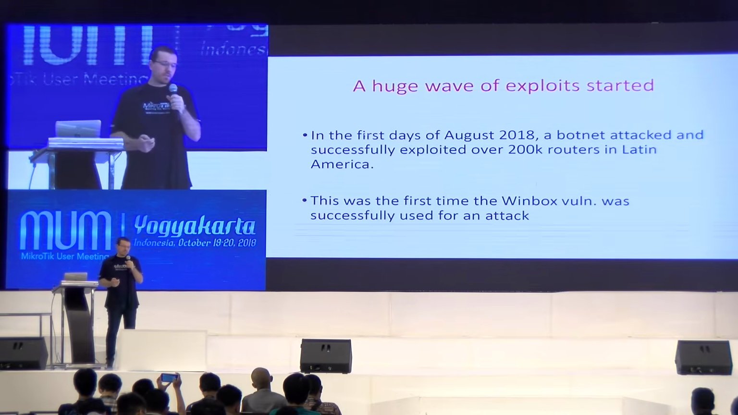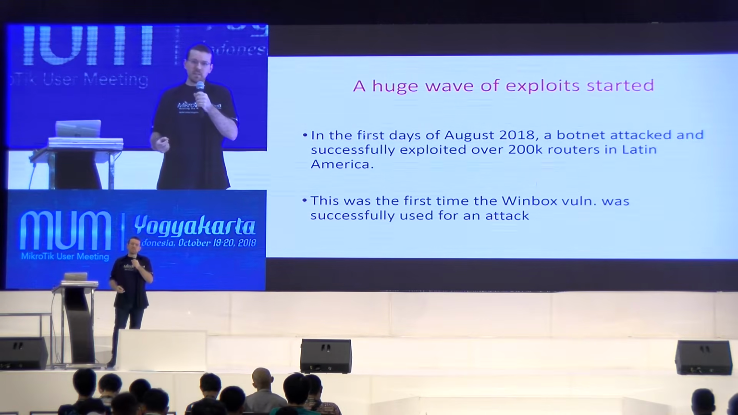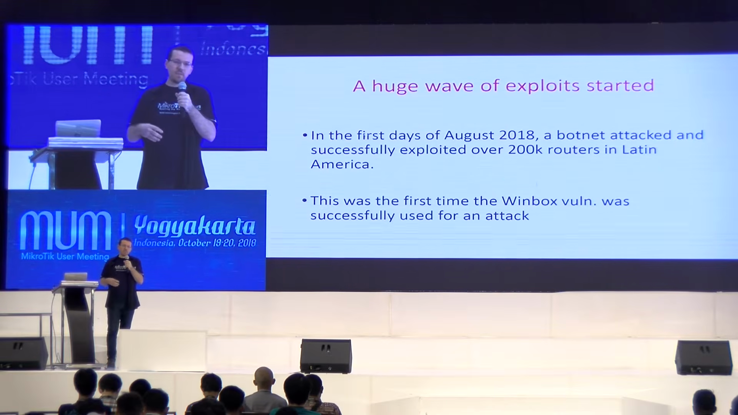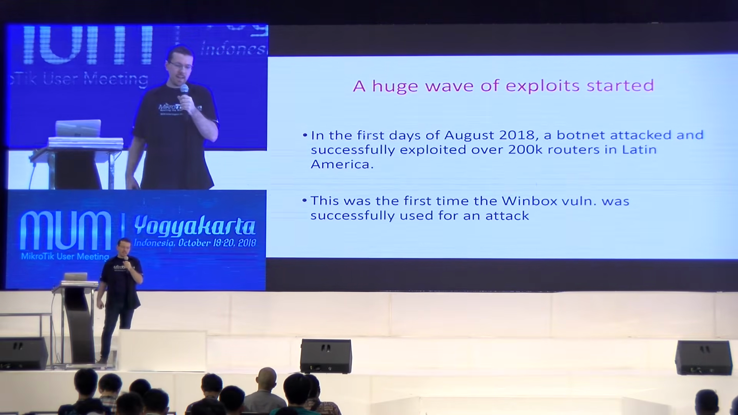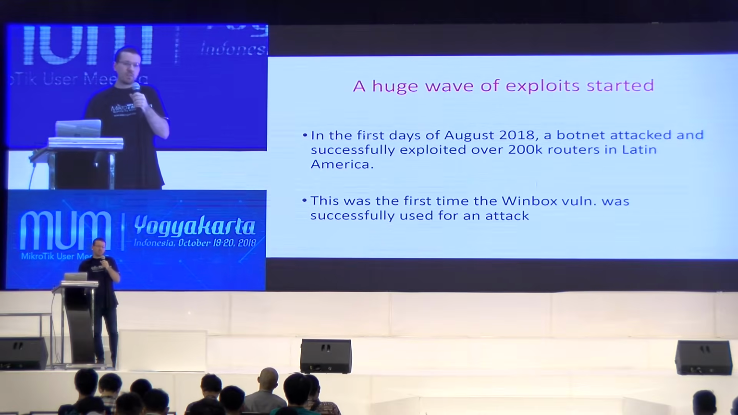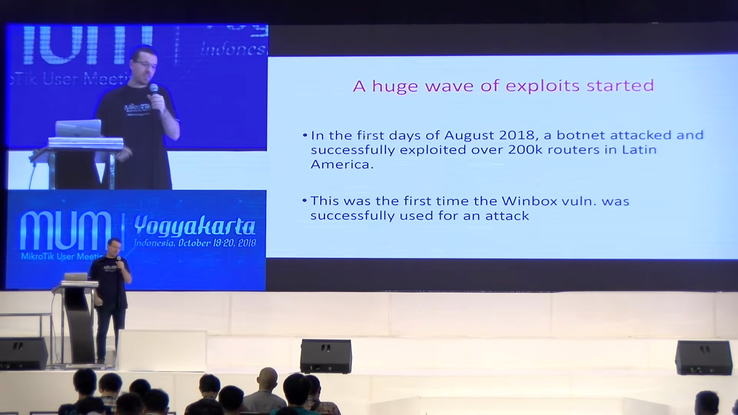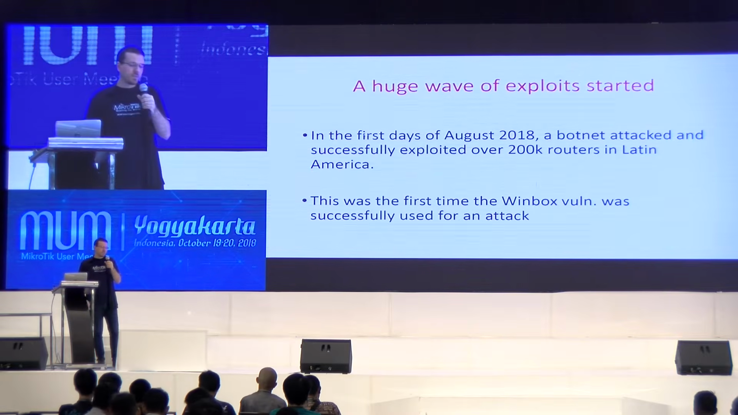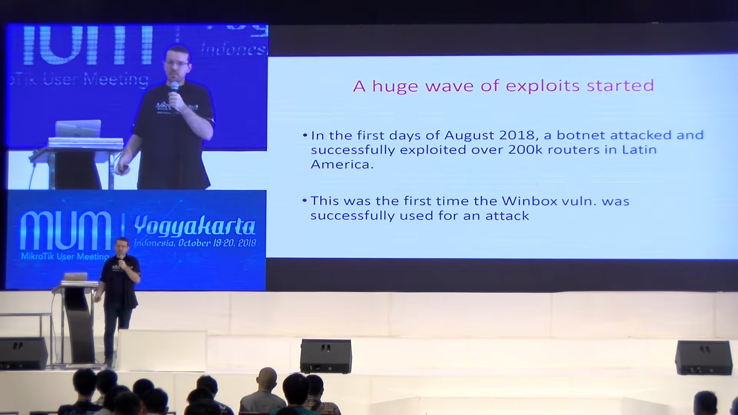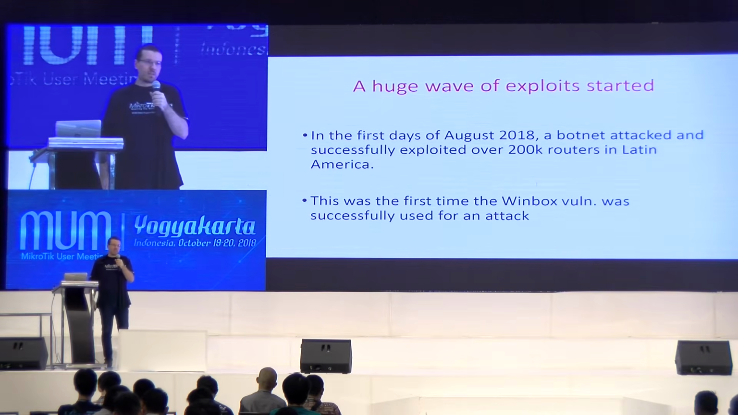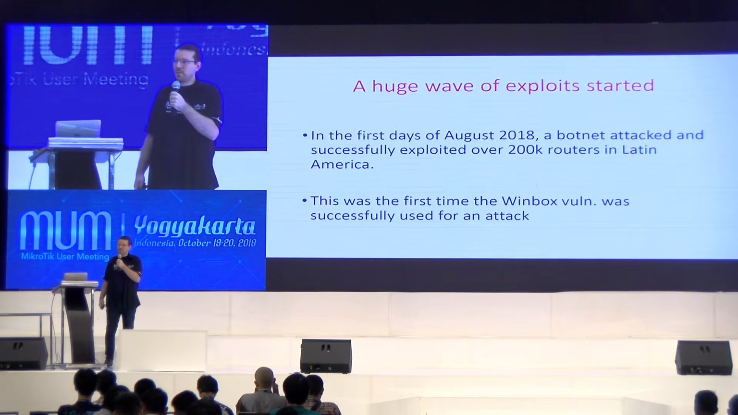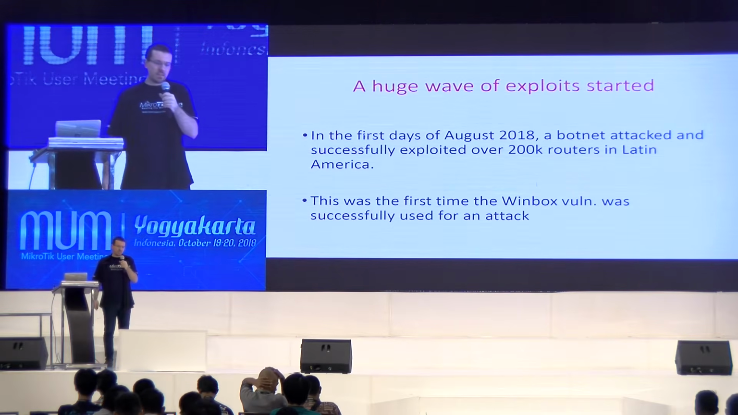So in the first days of August 2018, it was first publicly discovered that there was a very big botnet attack that successfully exploited over 200,000 routers in Latin America. And this was the first time that the Winbox vulnerability was successfully used for a large-scale attack across MikroTik routers. As you can imagine, exploiting and capturing access to 200,000 routers, that's a serious mass-scale attack.